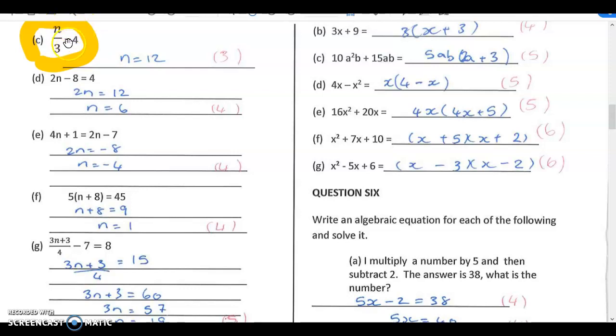So for this first one on the second page, our n is divided by 3. To undo dividing by 3, we multiply by 3. 4 times 3 is 12.